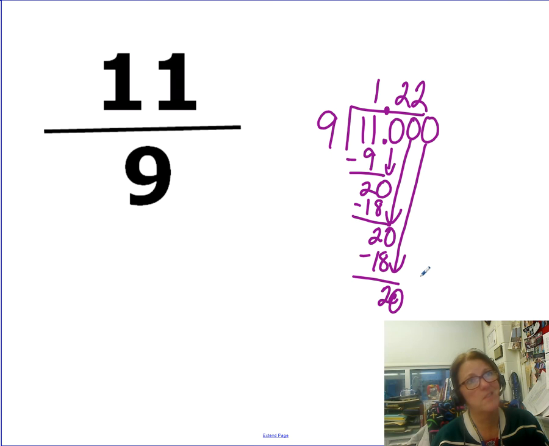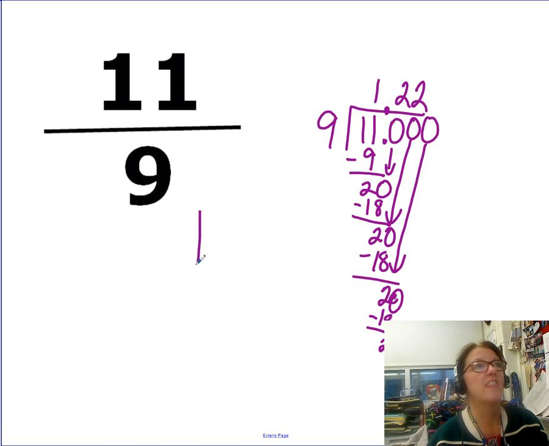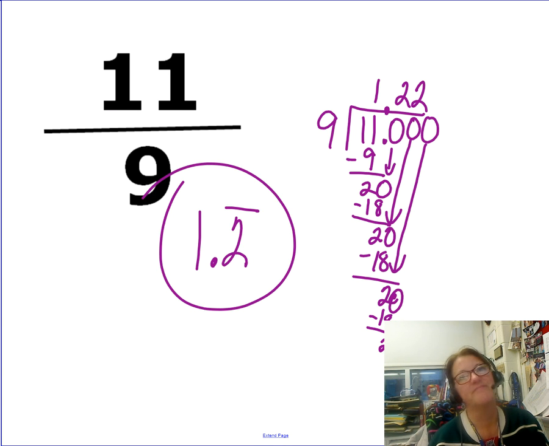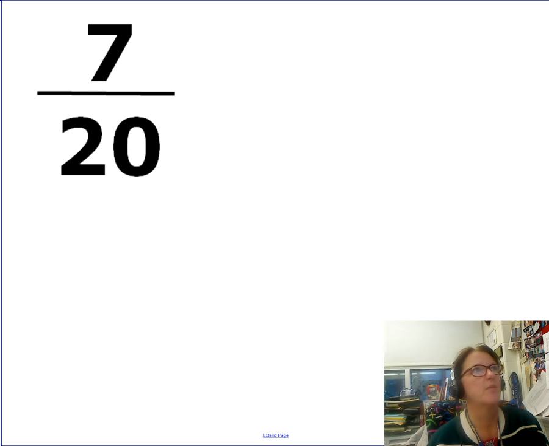Do you notice a pattern here? I'm going to be here forever. I need to be done with this because I'm just going to keep getting 18s, a remainder of 2. I bring another 0 down. It's 20. All right. This guy is a repeating decimal. So you have to put the bar over the 2. Ta-da. There we go.